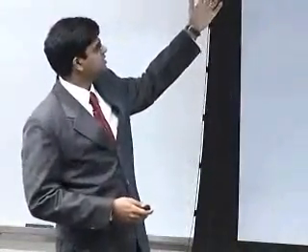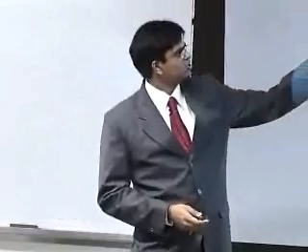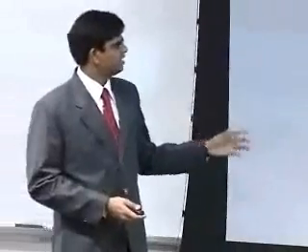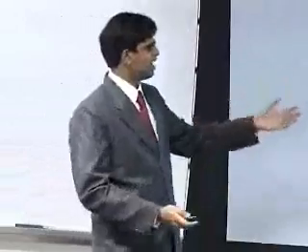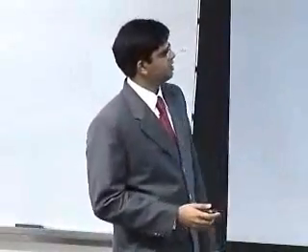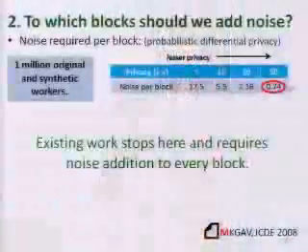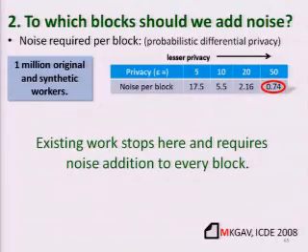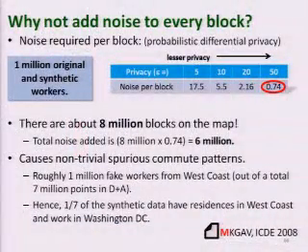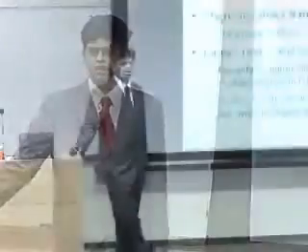For 1 million original synthetic workers, this table shows you for various values of epsilon how much noise is required per block. So right now, the current literature stops here and says, okay, add noise to every block on the map. So let's see what happens if you add noise to every block on the map. Let's take this value 0.74. So now there are 8 million blocks on the map, and that's the data sparsity I was talking about. So the total noise, even if I add 0.74 to each block, is around 6 million. So you have 6 million fake workers uniformly distributed on the map.